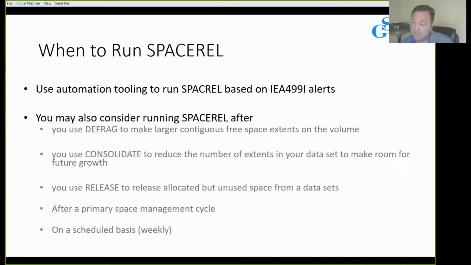If you use HSM migration, anytime after a primary space management window would be another time, right? Primary space management is going to go off and expire data sets, and it's going to migrate data sets off the device. So after that window, there's a lot of free space that was physically allocated that could be reclaimed back to the extent pool.